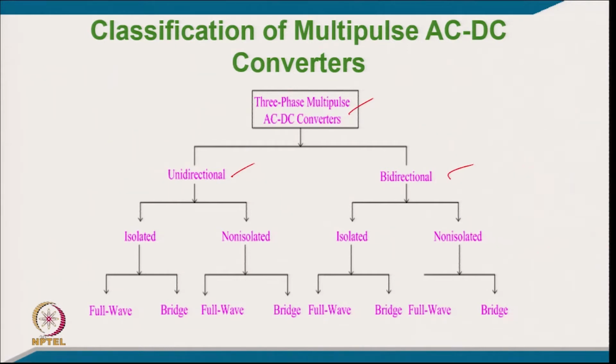Earlier in some applications we were using thyristors, because we require output voltage control, but it certainly requires a reactive power burden. Harmonics go on reducing with a higher number of pulses, but the reactive power burden is there.